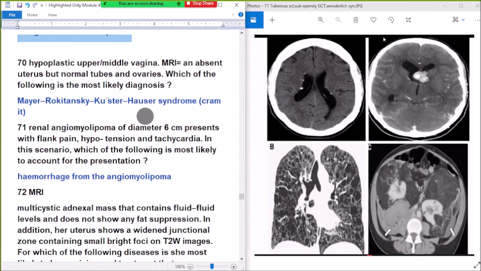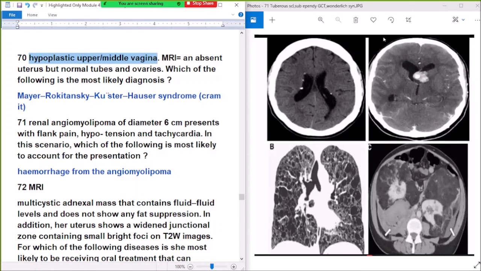Correct. Number 70. Hypoplastic upper or middle vagina. MRI shows an absent uterus but normal tubes and ovaries. What is the most likely diagnosis? Mayer-Rokitansky-Küster-Hauser syndrome. Memorize that hypoplastic upper or middle vagina with absence of uterus but normal tubes and ovaries is seen in Mayer-Rokitansky-Küster-Hauser syndrome.